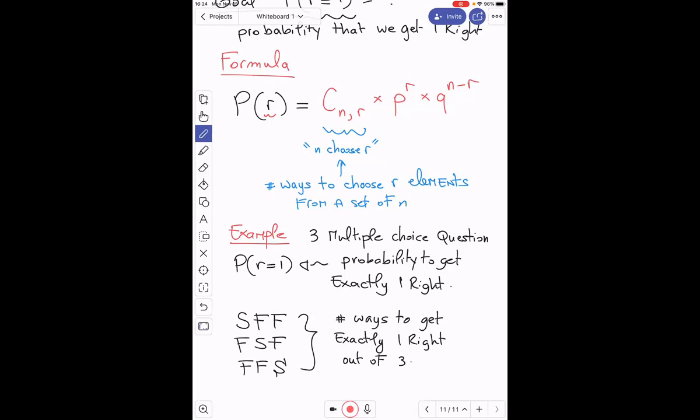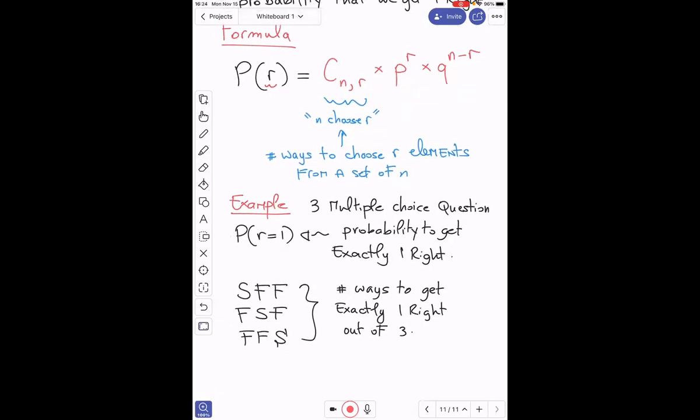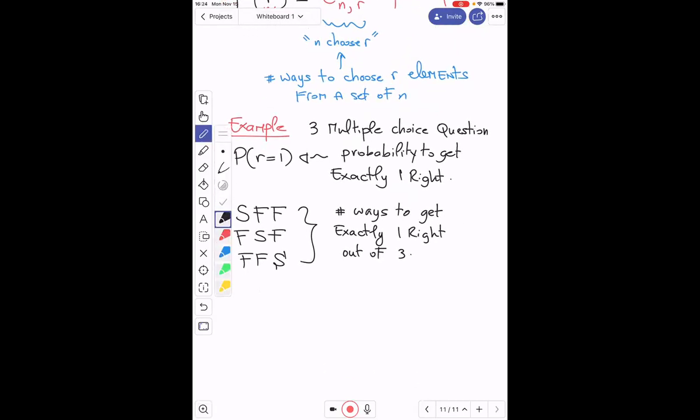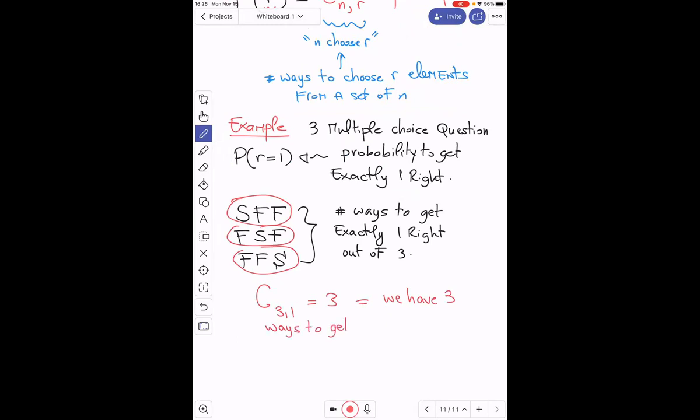So this is why we have this N choose R. This number 3 is like 3 choose 1. What I'm saying is that 3 choose 1 is equal to 3, because we have 3 different ways, or three different combinations, to get exactly one right answer out of three.